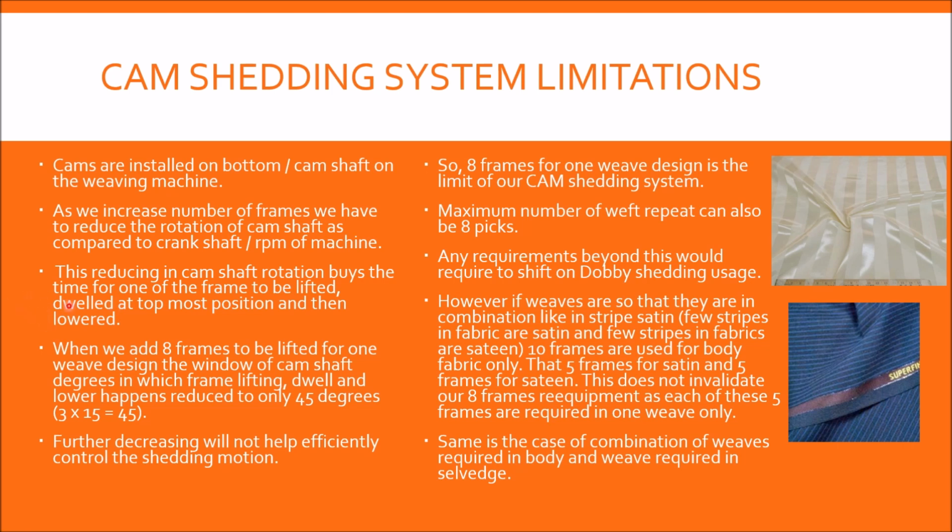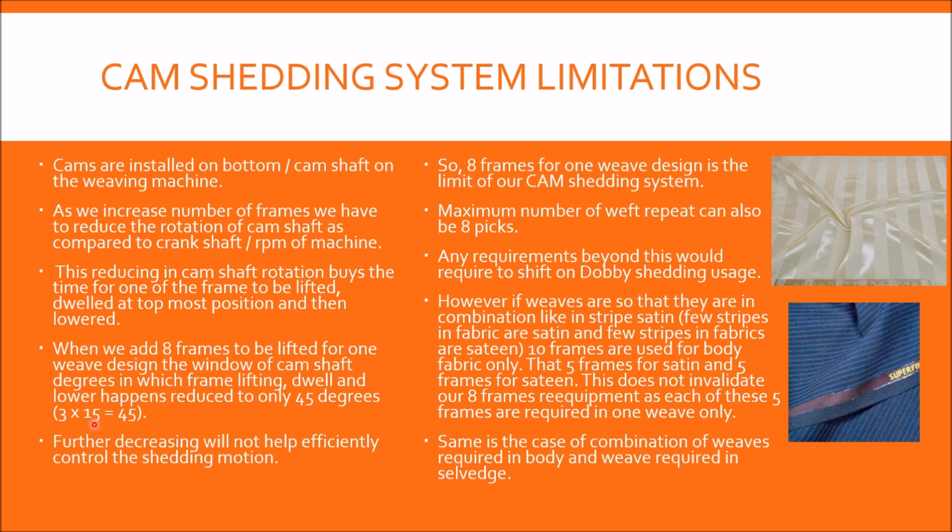So what happened is this reduction in the camshaft motion buys the time for an individual frame to be moved or lowered. We control three movements of the frame, that is raising, lowering, and keeping it at the topmost position, that is dwell time. And these three motions would be controlled only in the time slots that we allot out of the camshaft to the one frame. That is why when we are using 8 frames, we will only have 45 degrees available, that is 15 degrees for each of the three motions.